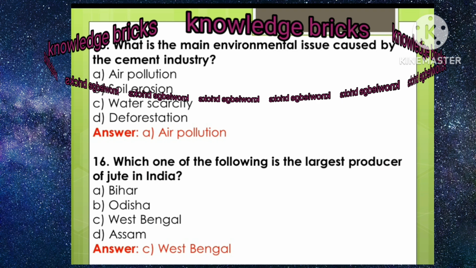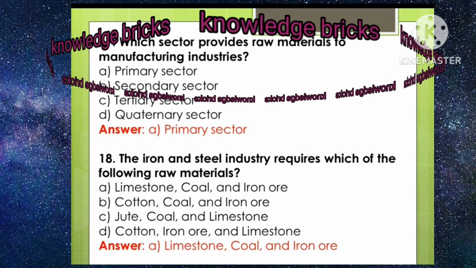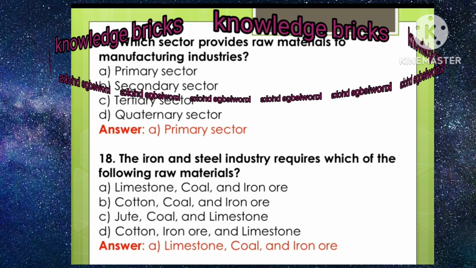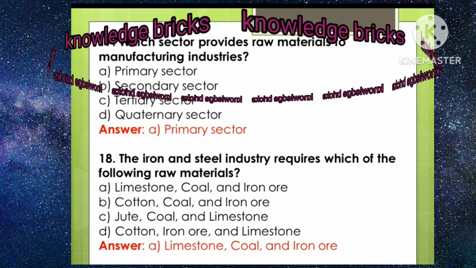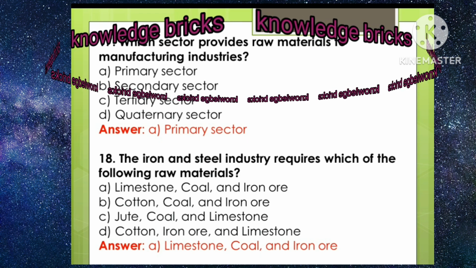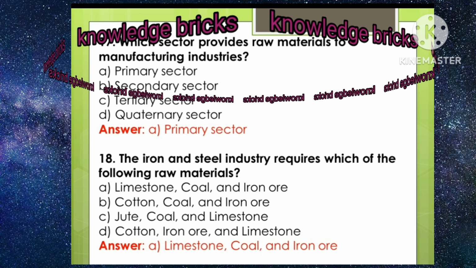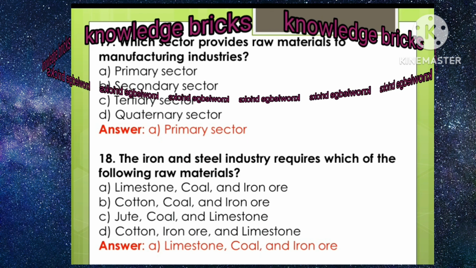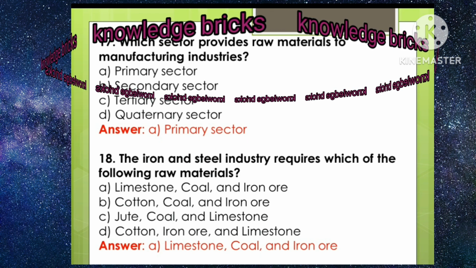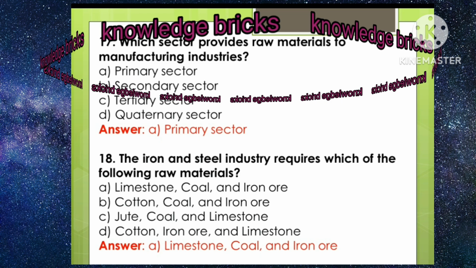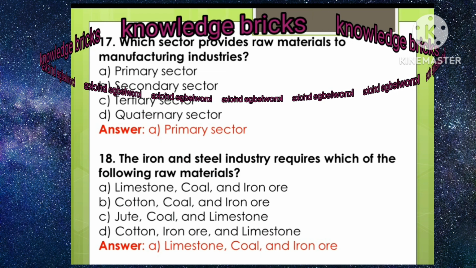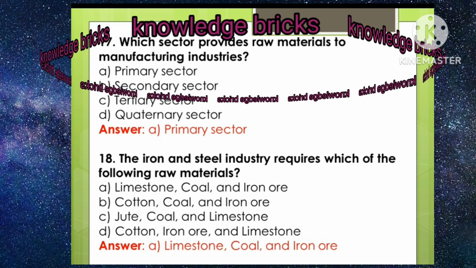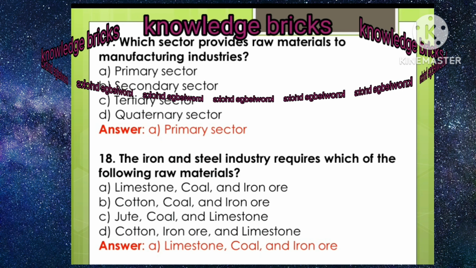17th question. Which sector provides raw material to manufacturing industries? A. Primary sector. B. Secondary sector. C. Tertiary sector. D. Quaternary sector. Answer A. Primary sector. 18th question. The iron and steel industry requires which of the following raw material? A. Limestone, coal and iron ore. B. Cotton, coal and iron ore. C. Jute, coal and limestone. D. Cotton, iron ore and limestone. Answer A. Limestone, coal and iron ore.